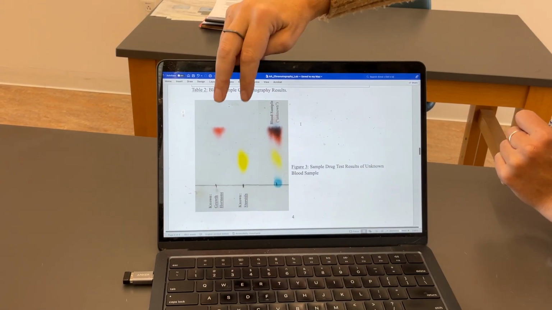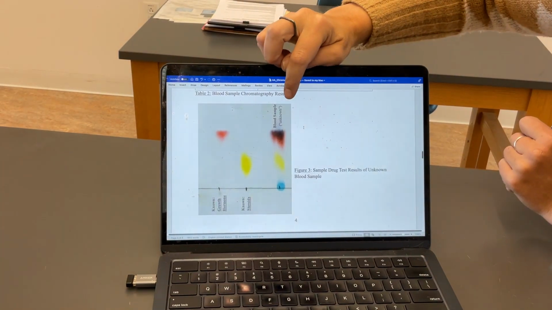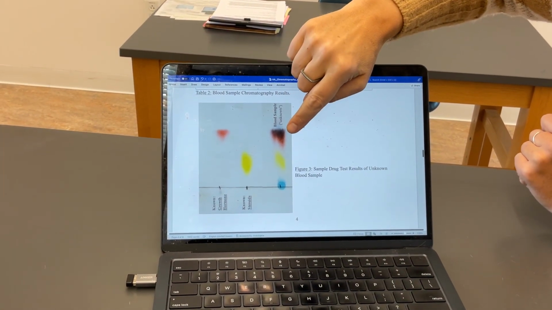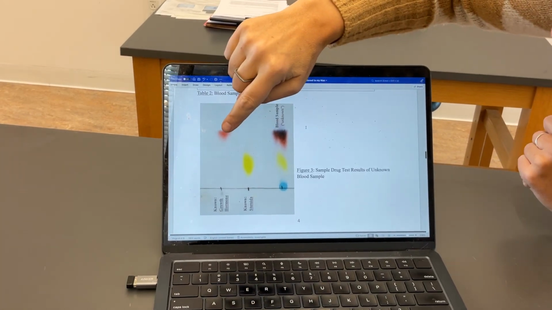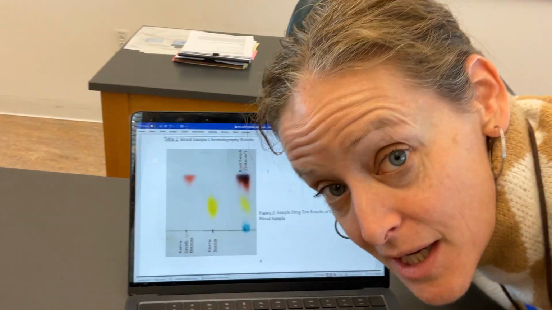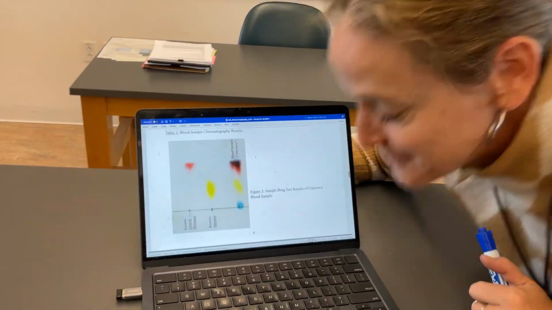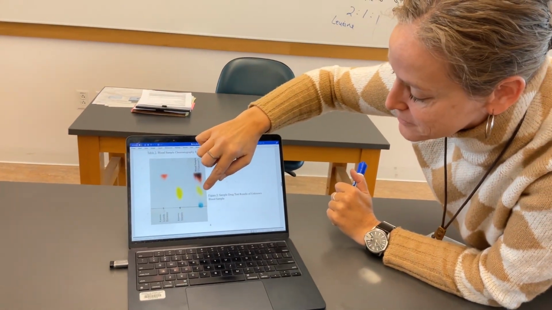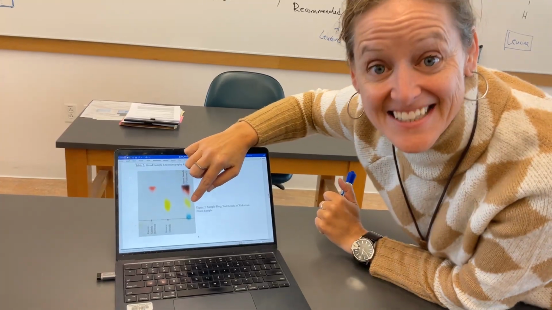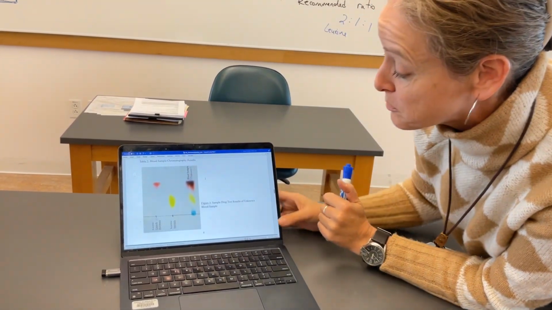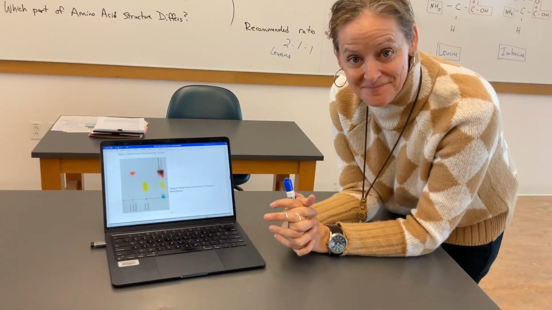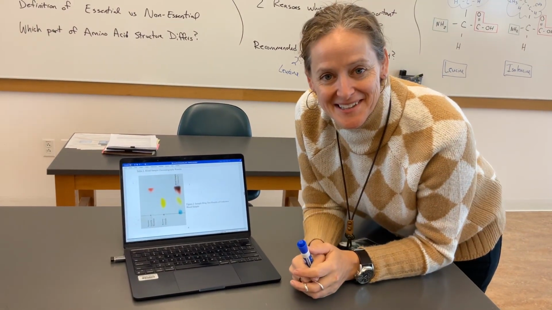So if you have your knowns, then we just take our unknown and we compare it. Does the unknown have a dot at the same level as growth hormone? Positive. Does the blood sample have a dot at the same level of steroids? Yes. So this blood sample is positive for steroids and growth hormone. So our results are going to look like that.